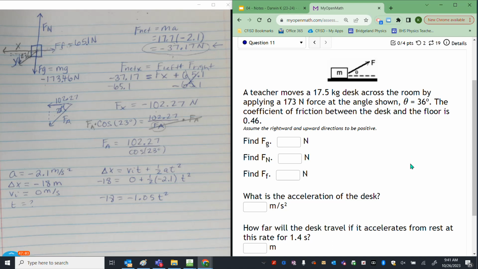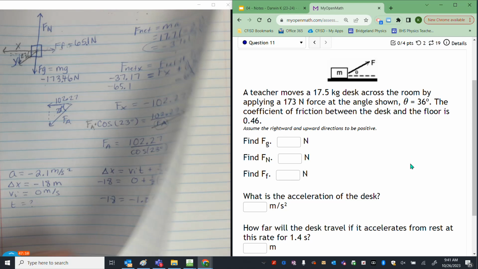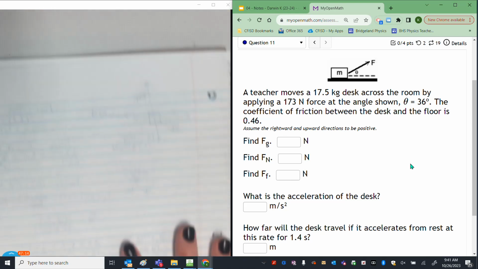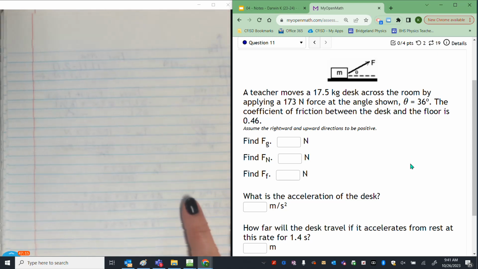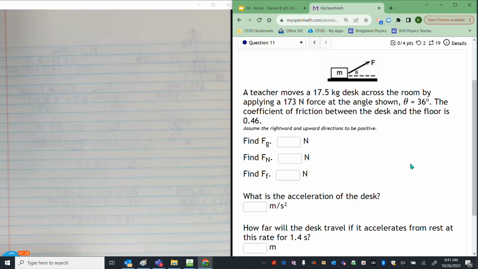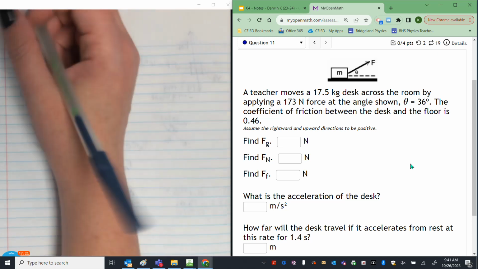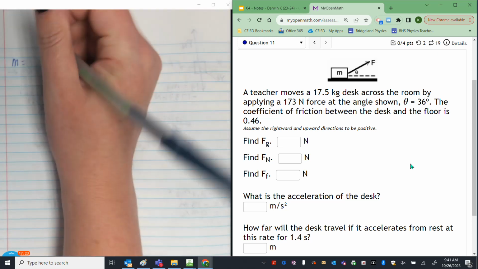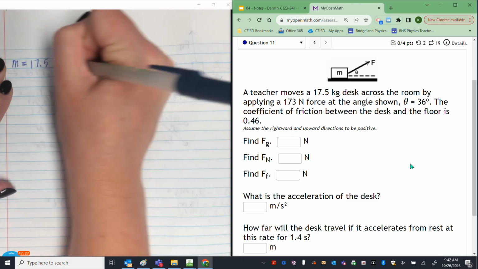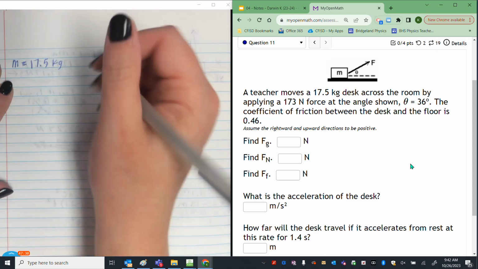Okay. This is the last question. It is number 11, and it is about a teacher moving a desk across the room. So, it says, a teacher moves a 17.5 kilogram desk, so it gives us a mass. Let's go ahead and list everything so we know what to do, or at least have an idea of where to start. 17.5 kilograms. We have an applied force at an angle.